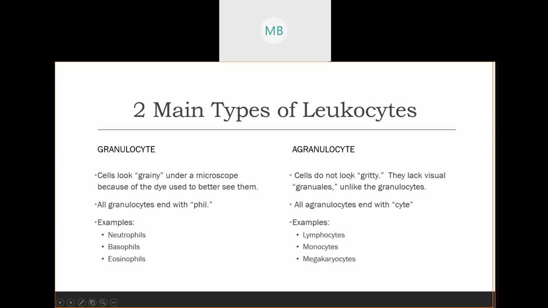Your agranulocytes do not look gritty. They don't look like they have little granules on them. They look smoother, right? All of your agranulocytes are going to end with the term "cyte." So lymphocyte, monocyte, megakaryocytes, these are your cytes, and they are all agranulocytes, or agranular.